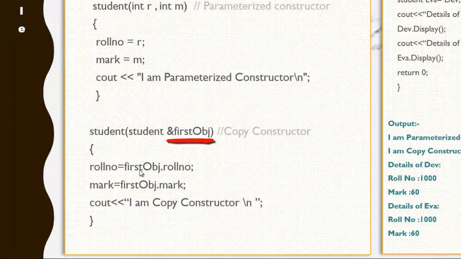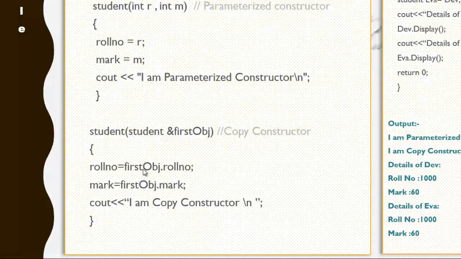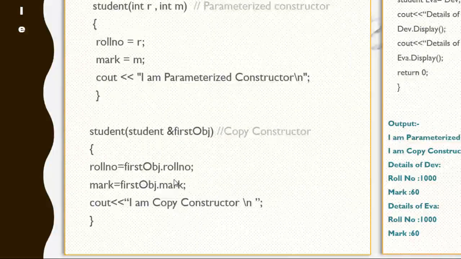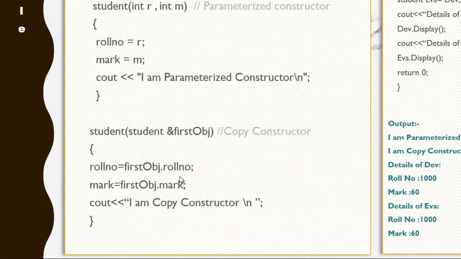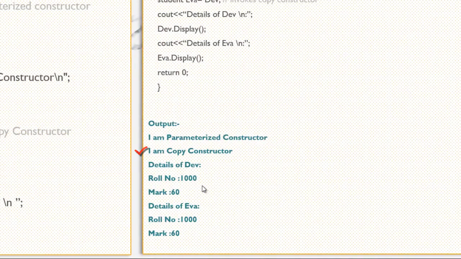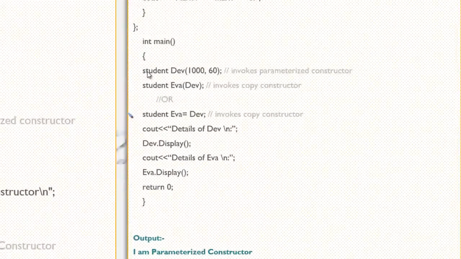So wherever I write first object, it represents the Dave object. Here, first object dot roll number represents the roll number of Dave object. So the roll number of Dave object is assigned to the roll number of Ava. And in the next statement, the mark of Dave object is assigned to the mark of Ava. And the cout statement also works there, saying I am copy constructor. So that would be the next output statement. I am copy constructor.